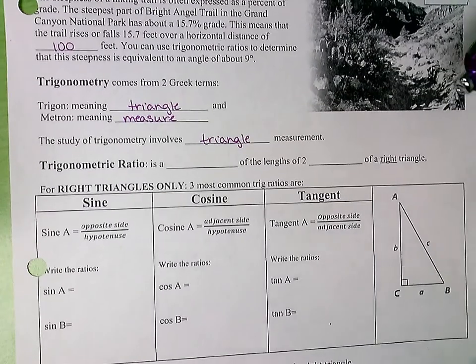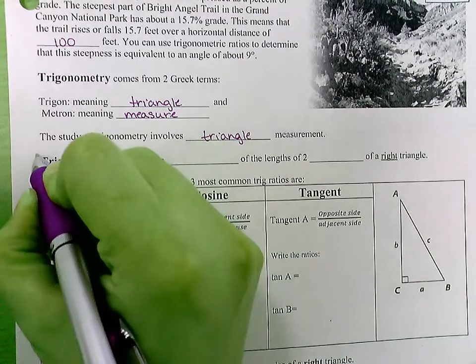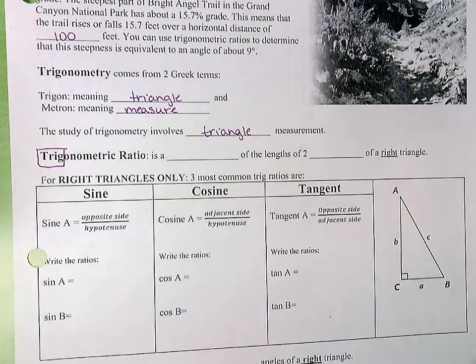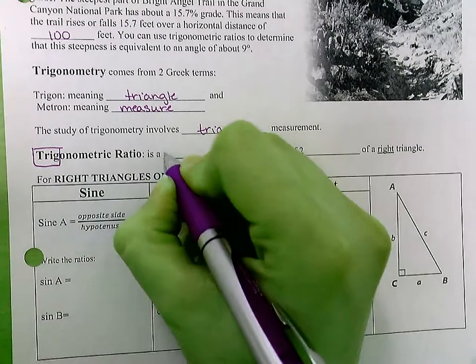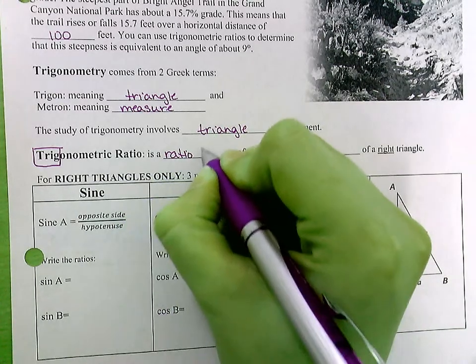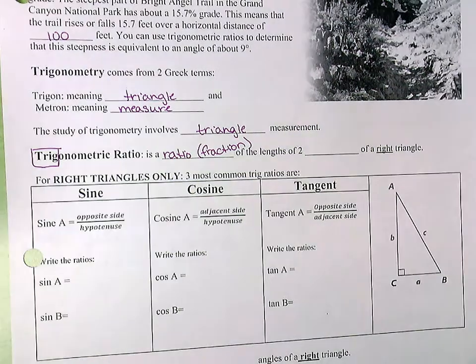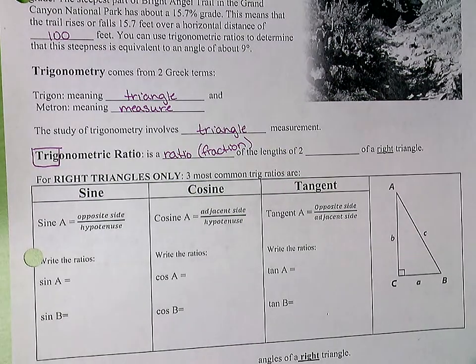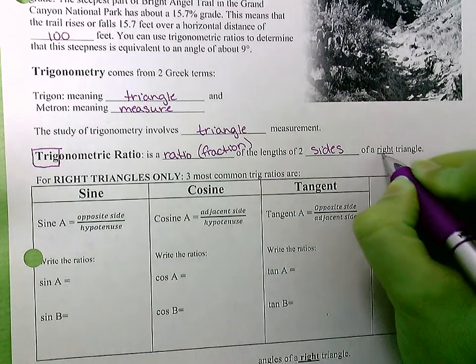So when I am talking about these ratios, I just call them trig ratios. Okay, they're trig ratios. So it is a ratio or fraction. Okay, so you're going to write it as a fraction of the lengths of two sides of a right triangle.